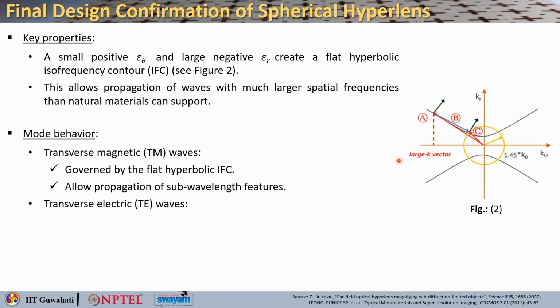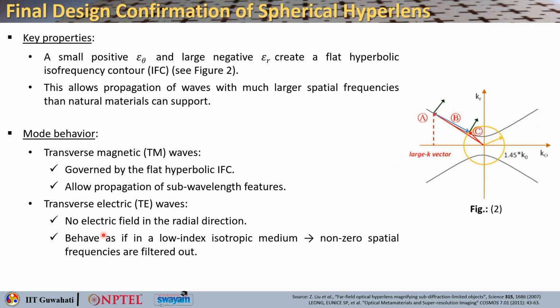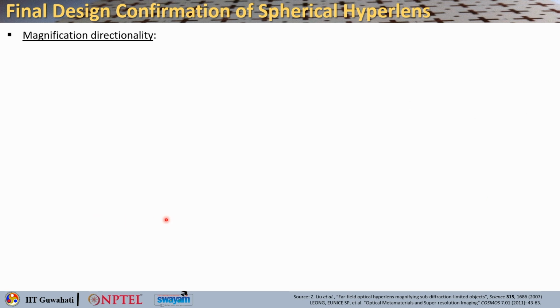In the case of transverse electric, or TE waves, you will see that there is no electric field in the radial direction. So, it behaves as if it is in a low index isotropic medium, and that allows non-zero spatial frequencies to get filtered out. That means propagation for TE mode is not allowed. That is why we have only shown that initial slide for only TM waves.